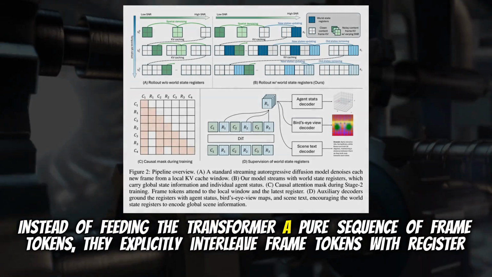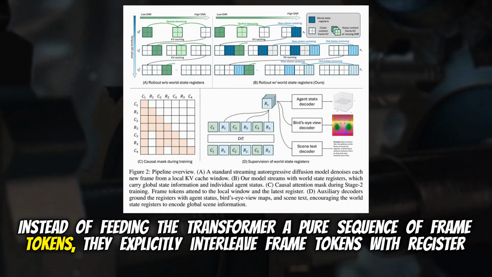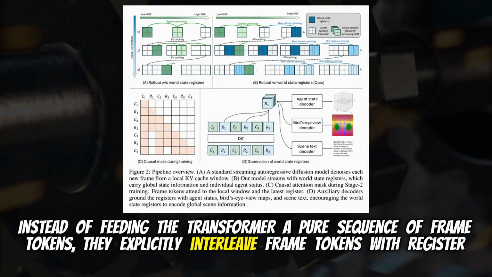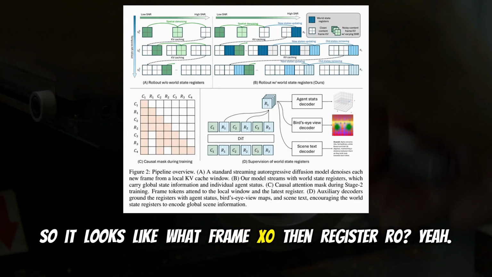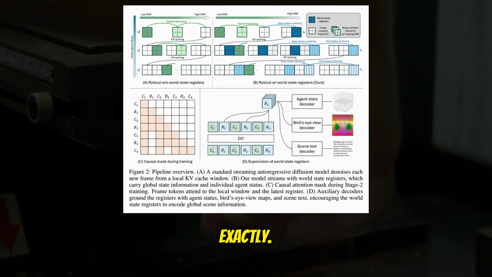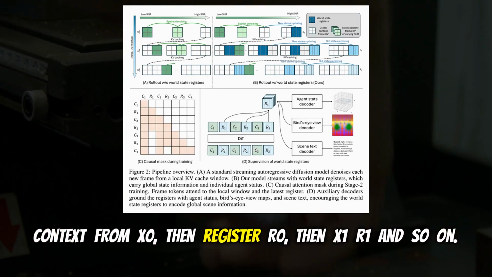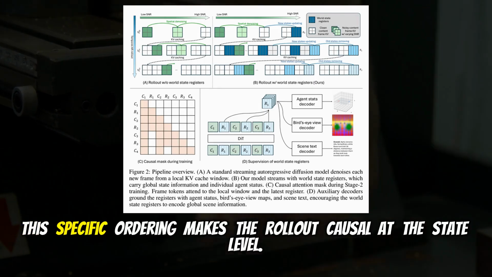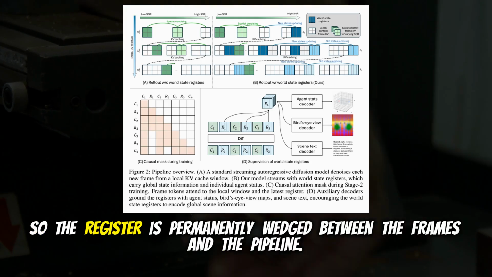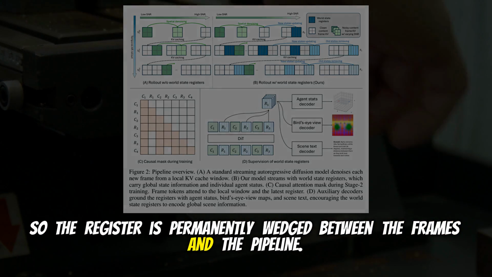Okay? Right. Instead of feeding the transformer a pure sequence of frame tokens, they explicitly interleave frame tokens with register tokens. So it looks like what? Frame X0, then register R0? Yeah, exactly. Context from X0, then register R0, then X1, R1, and so on. This specific ordering makes the rollout causal at the state level. Oh, I see. So the register is permanently wedged between the frames in the pipeline.